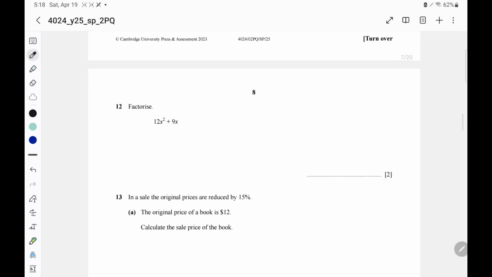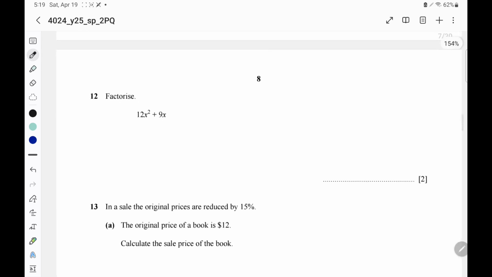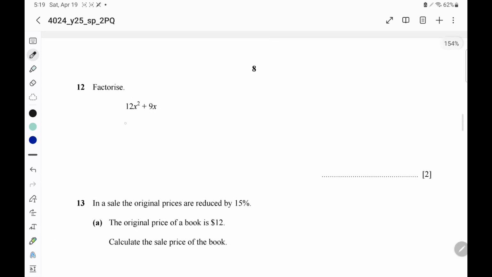Alright, so now the next question. The next question is question number 12, factorize. In factorization, we first see which one is the common factor. The common factor is 3x here, and then 4x plus 3 is remaining. So that is our answer, 3x times (4x plus 3). We cannot do anything more here.